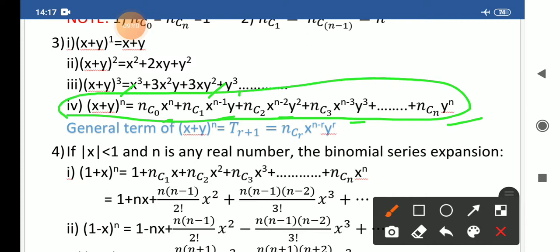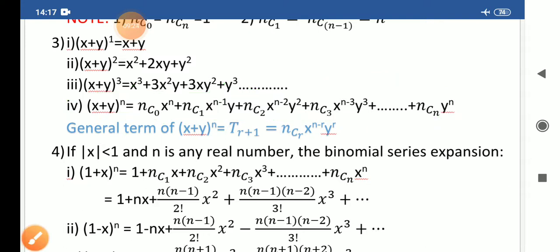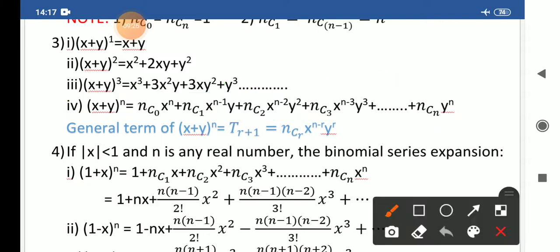Binomial expansion: x plus y whole power n is equal to nC0 x power n plus nC1 x power n minus 1 y plus nC2 x power n minus 2 y square plus so on, plus nCn y power n. So what is the general term? The r plus 1th term is called the general term. That is called T r plus 1. You observe this is first term, second term, third term. In the third term, nC2. That is t3, 2 plus 1. So nC2. For T r plus 1, nCr.